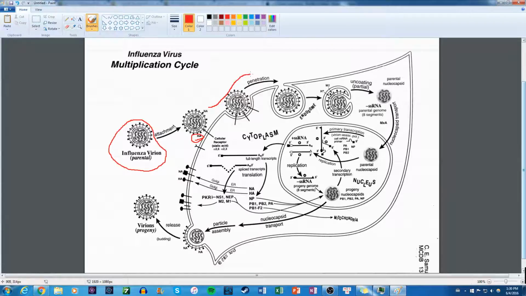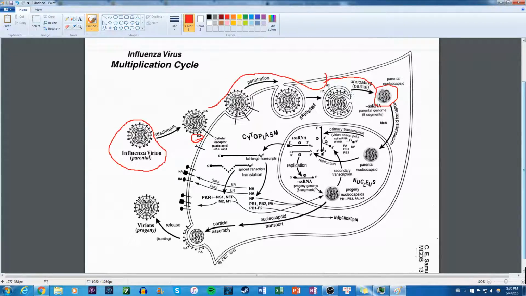Just like all the other multiplication cycles, you attach, penetrate, uncoat, and then you transcribe and replicate. So you have the penetration here, and then you have the uncoating. The uncoating is right here. Now, it's a partial uncoating, so you still have the nucleocapsid with the 8 genome segments inside.